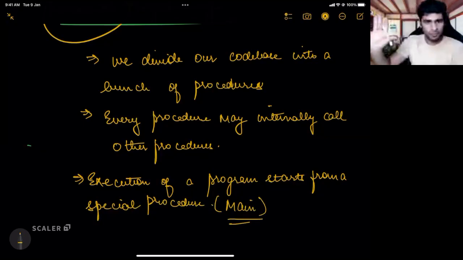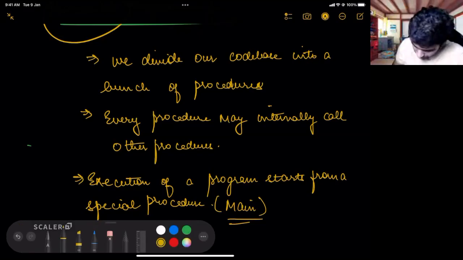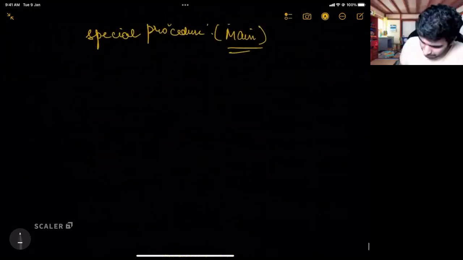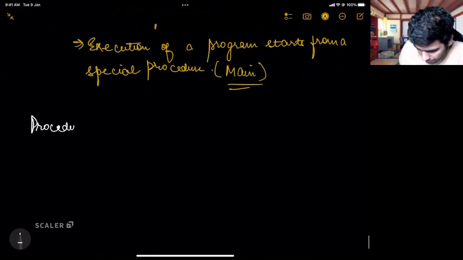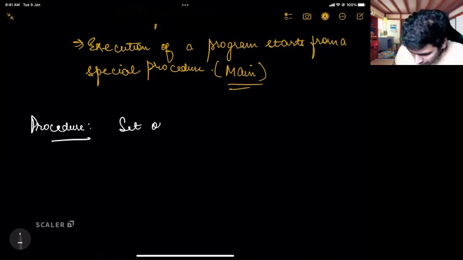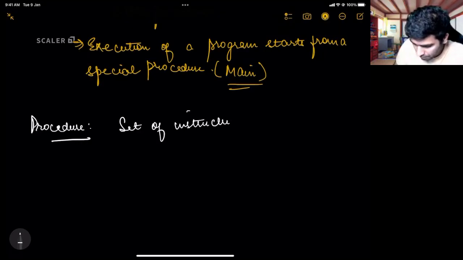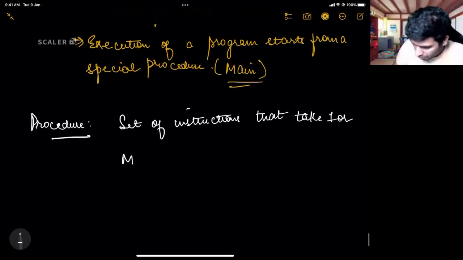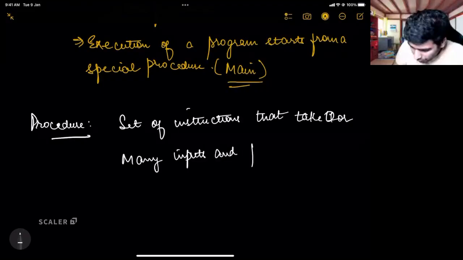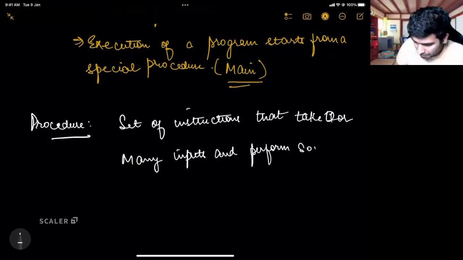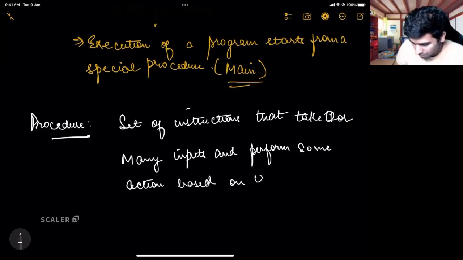And if I have to formally define what a procedure is, because here you will start finding the problems that are there with procedural programming, a procedure can be considered as a set of instructions that take one or many inputs, or zero inputs, and perform some action based on them, and may or may not return anything.